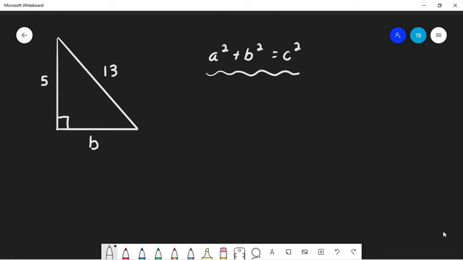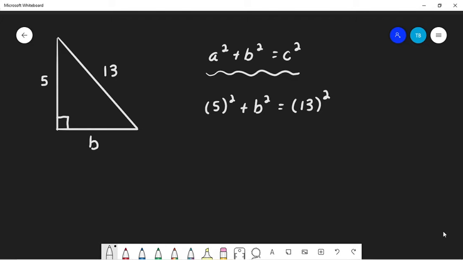Okay, so the procedure is still the same. We use the equation for the Pythagorean theorem to solve for the unknown side length. So we'll say that the 5 is our A term, so we'll say 5 squared plus, and then our unknown here is the B, or the other leg length, so we'll say plus B squared equals C squared, which is hypotenuse squared, which in this case would be 13 squared.